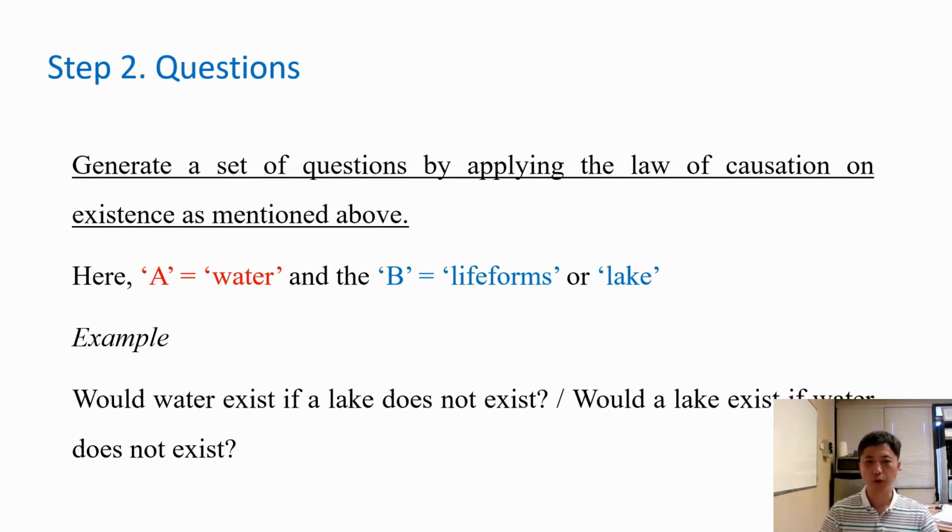Generate a set of questions. This has to be a set. Okay, here are the two different ones: A, water, and B, from the concepts of knowledge from the descriptions. Now, using these two, you generate questions like: if A doesn't exist, would B exist? If B doesn't exist, would A exist? Something like that. Okay, so here's an example, right below.